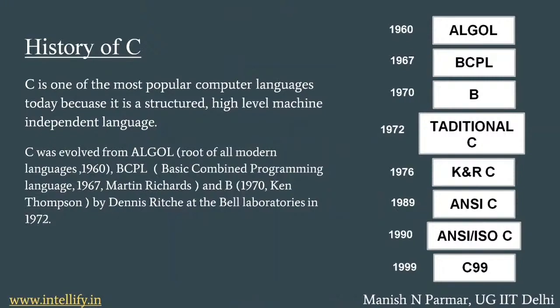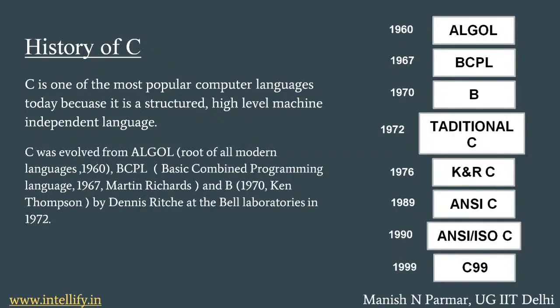So here the history of C is given. C is one of the most popular computer languages today because it is a structured, high level, machine independent language. Here the basic introduction and history of C is given. In the history of C, it is given that C evolved from Algol.